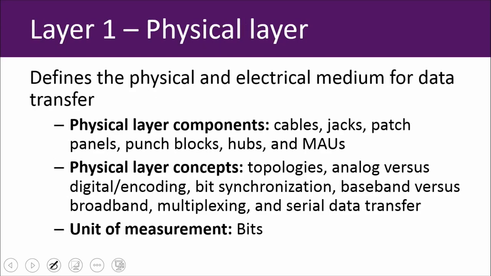Layer 1, the physical layer, just defines the electrical medium for data transfer, right? So not necessarily an electrical medium, but a physical medium. Physical layer components: you've got cables, jacks, patch panels, punch blocks, hubs, MAUs. Some of these things you might be like, I have no idea what this guy's talking about, and that's okay.